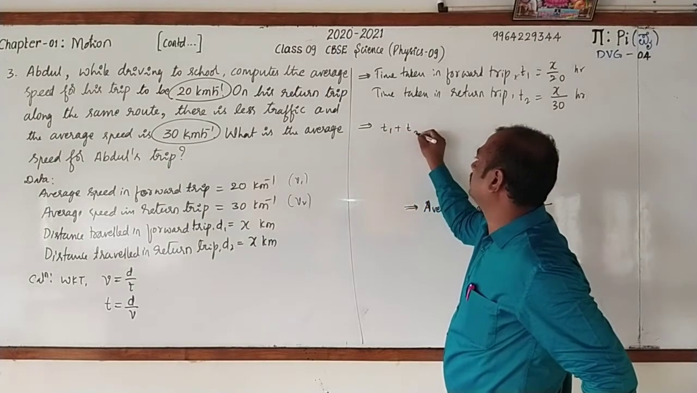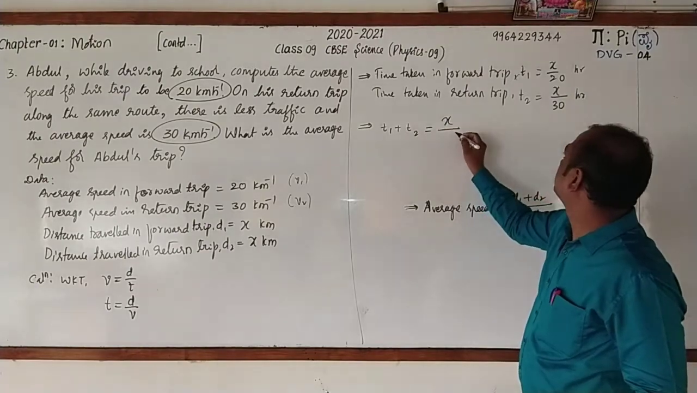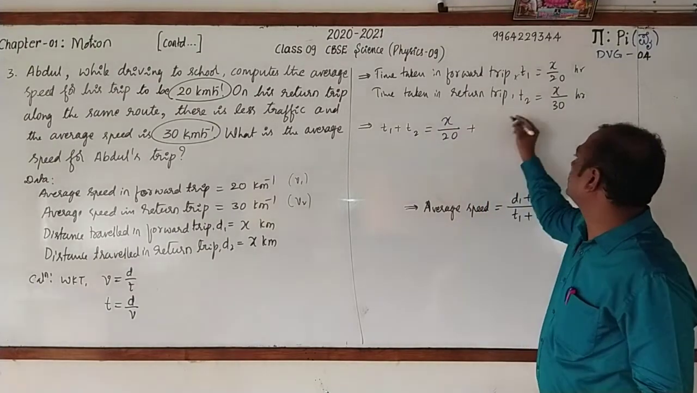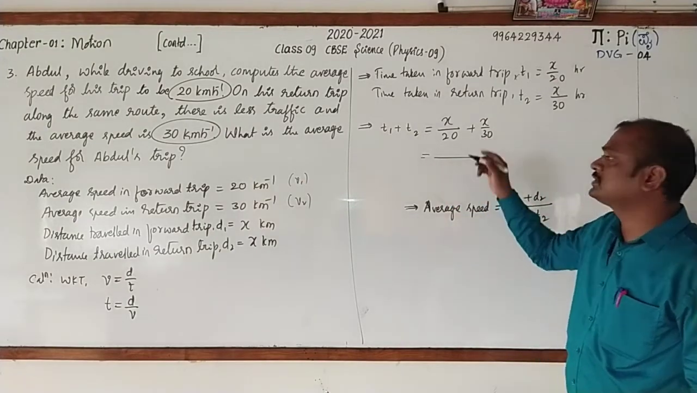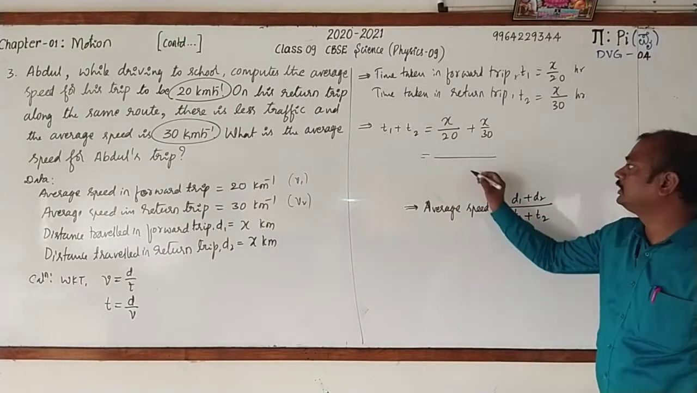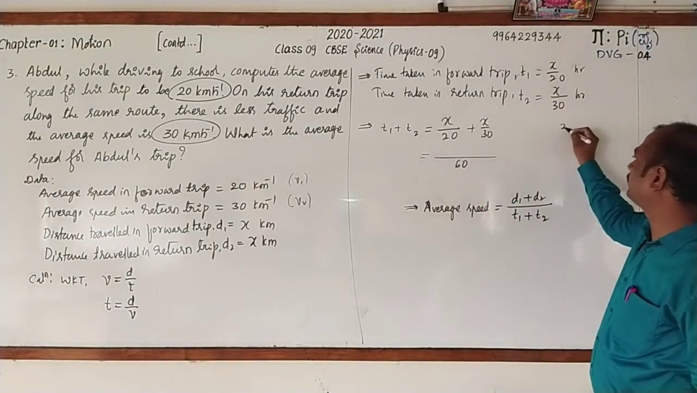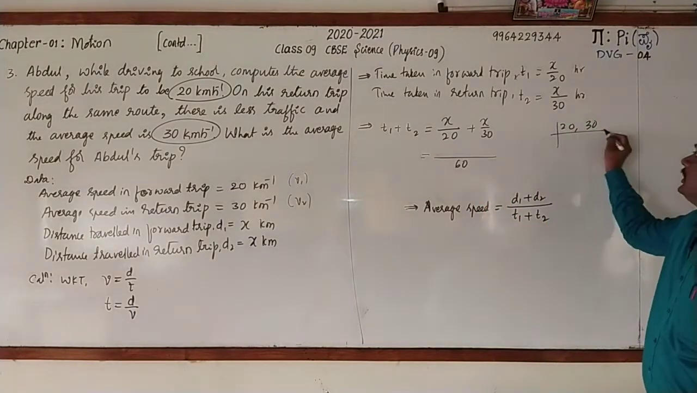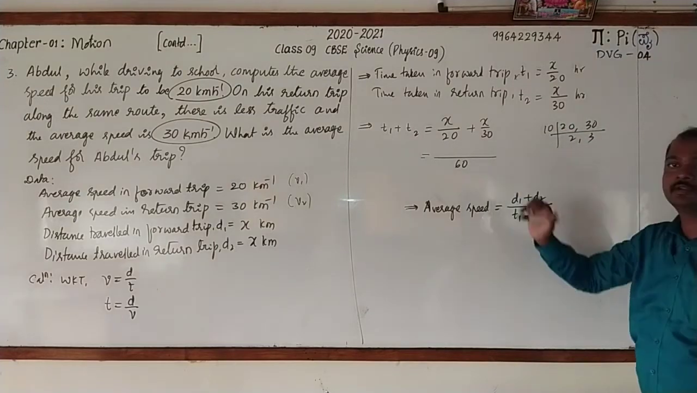T1 plus T2, this is equal to T1 is x by 20, T2 is x by 30. This is equal to, what is the LCM of these two? It will be 60, right? LCM of 20 and 30, you can find it out. 20, 30. It is 10 2s are, 3s are. 2 3s are 6, 6 10s are 60.